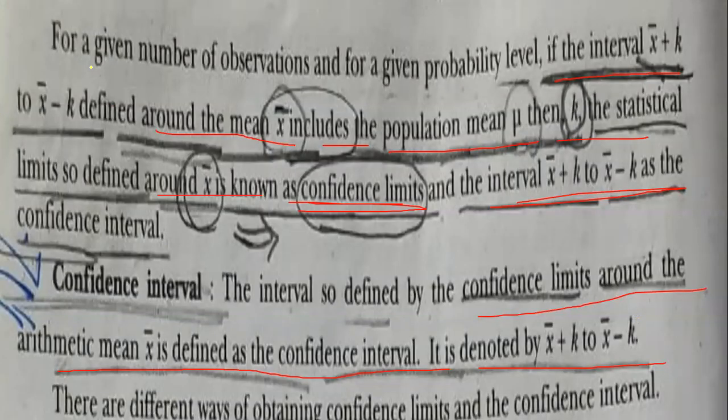So for a given number of observations and for a given probability level, the interval x bar plus k to x bar minus k defined around the value x bar includes the population mean mu.